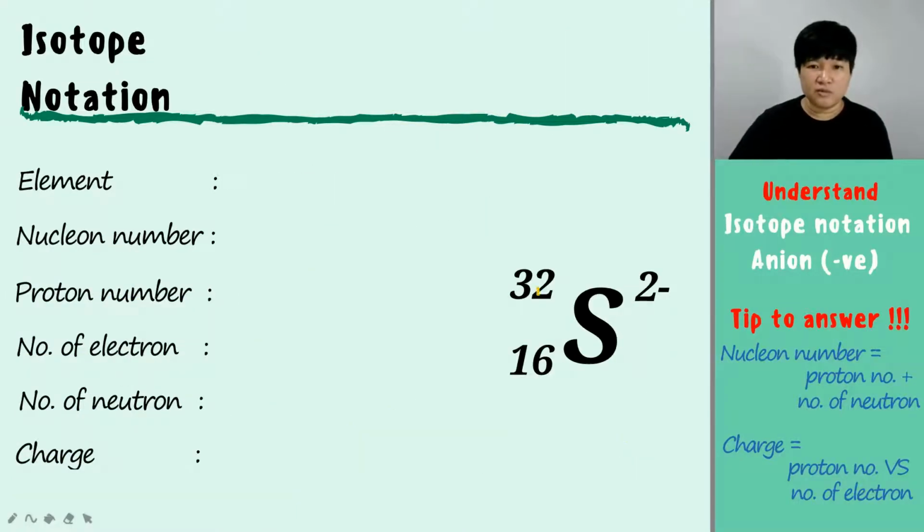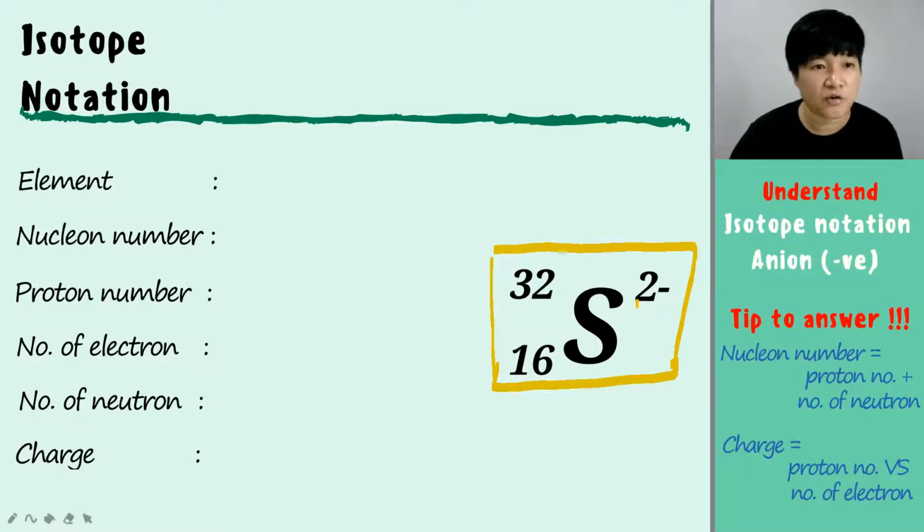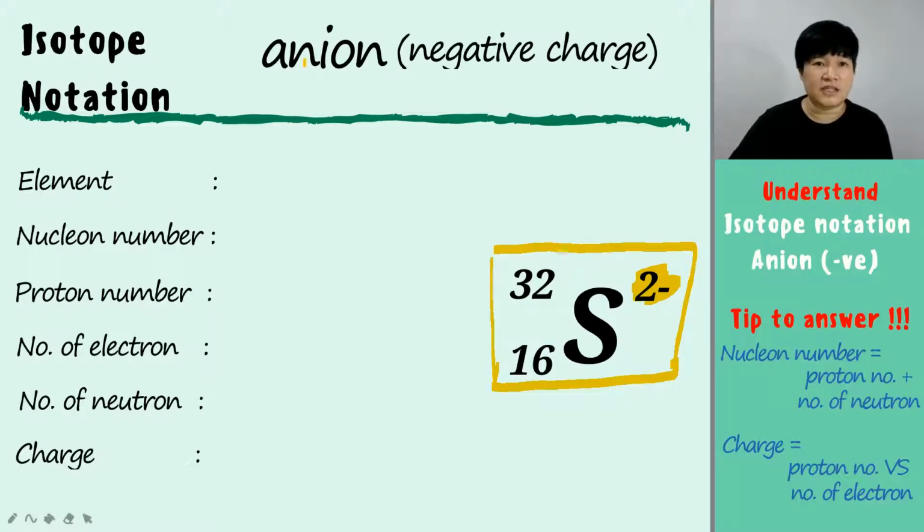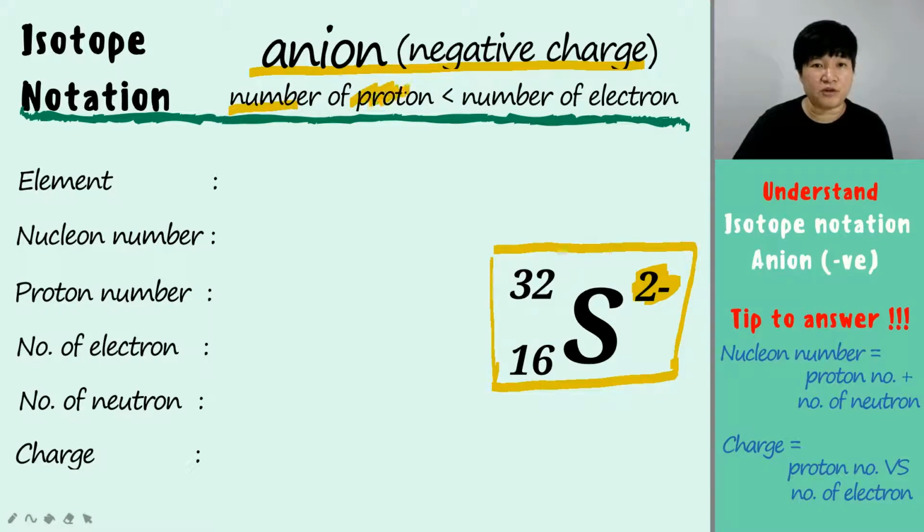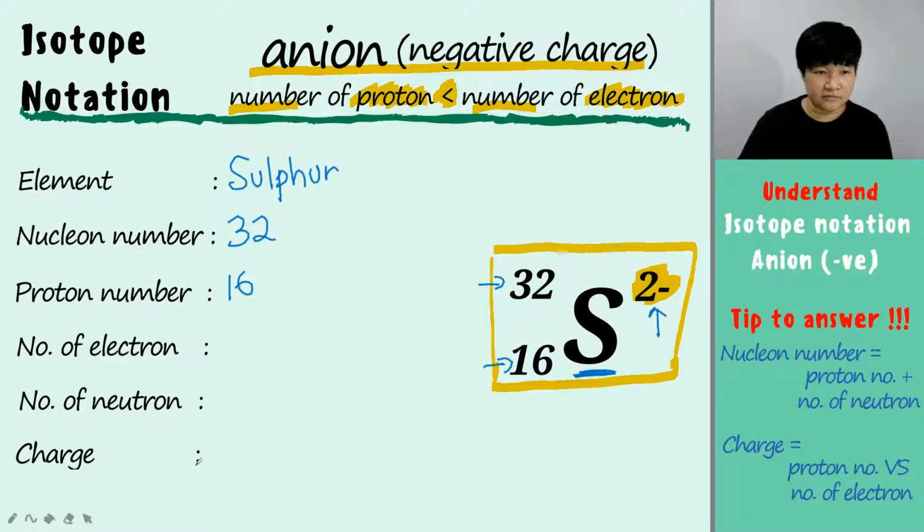Another type of question where the isotope notation is given. And from here, crystal clear, it is a 2 negative. Therefore, it's definitely an anion with negative charge, where we know the number of proton must be less than the number of electron. So, let's extract every information. It's an S over here, therefore it's sulfur. Your nucleon number is 32. Your proton number is 16. Your charge is 2 negative. That is everything that you have from the isotope notation.